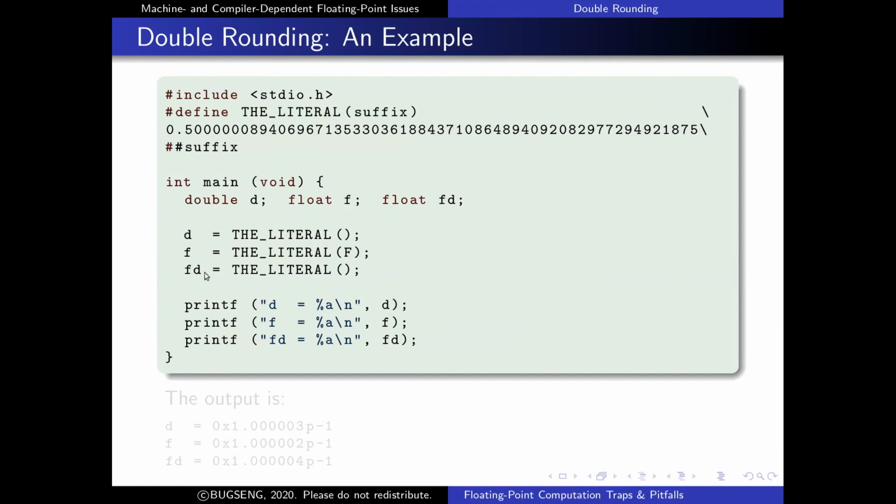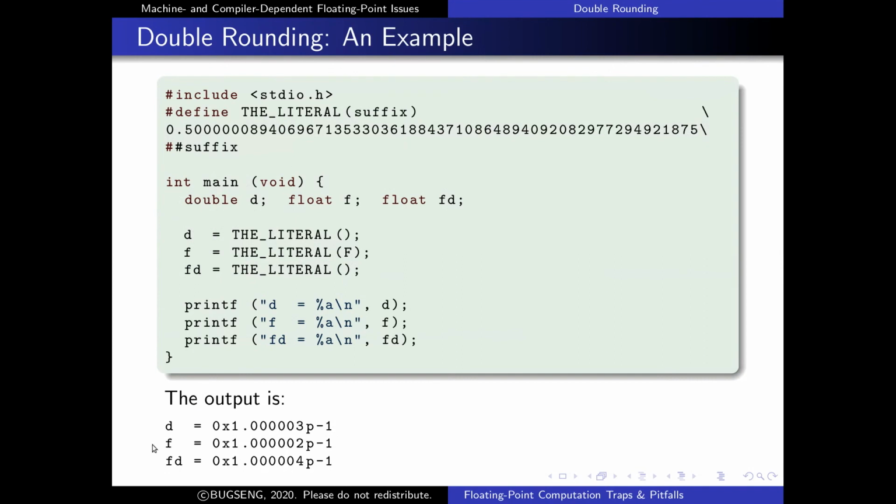Okay, and FD is another float variable. Here we have double rounding. First, the literal will be converted to double by the compiler, and then we will have a double to float assignment, and this will be the second rounding. And as you can see from the output, we obtain a result that is wrong.